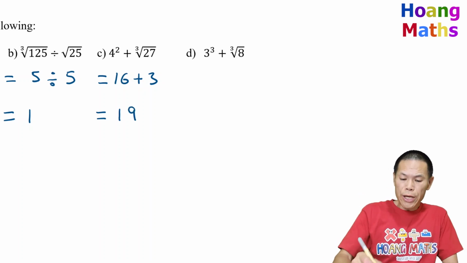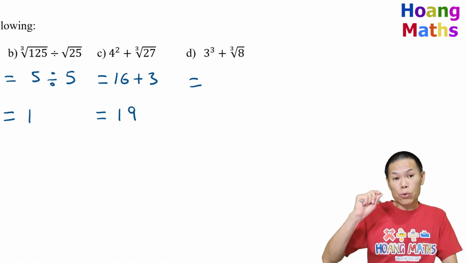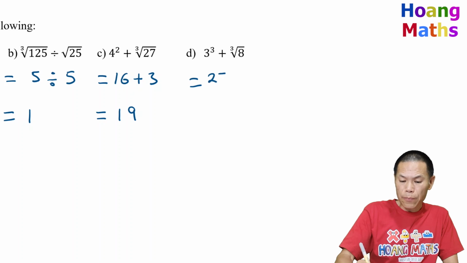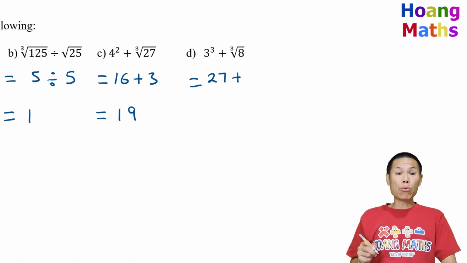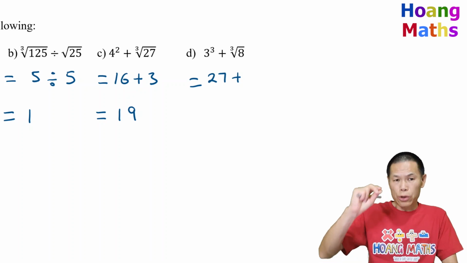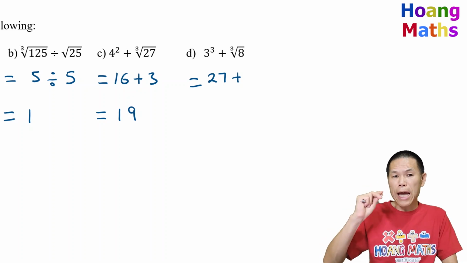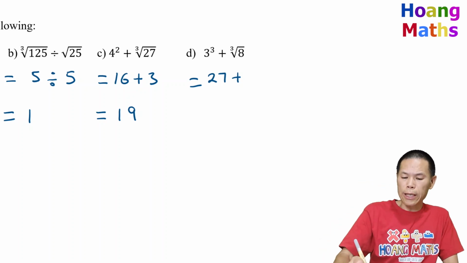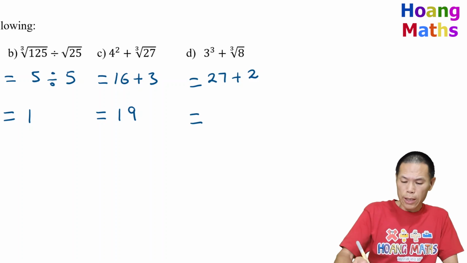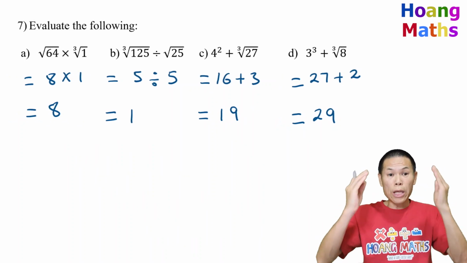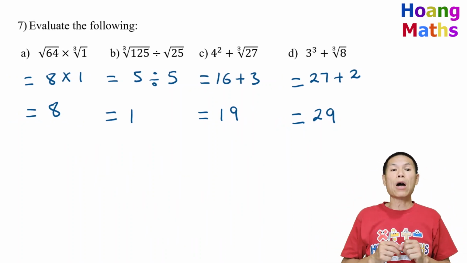Last one, 3 cubed. So 3 cubed is 3 times 3 times 3. So that is 27. And we add the cube root of 8. 8 is 2 times 2 times 2, so keep that in mind. So cube root of 8 will give me 2. So the answer is 2. So now we just go 27 plus 2 is equal to 29. So there you go. And I hope you got all of them correct.